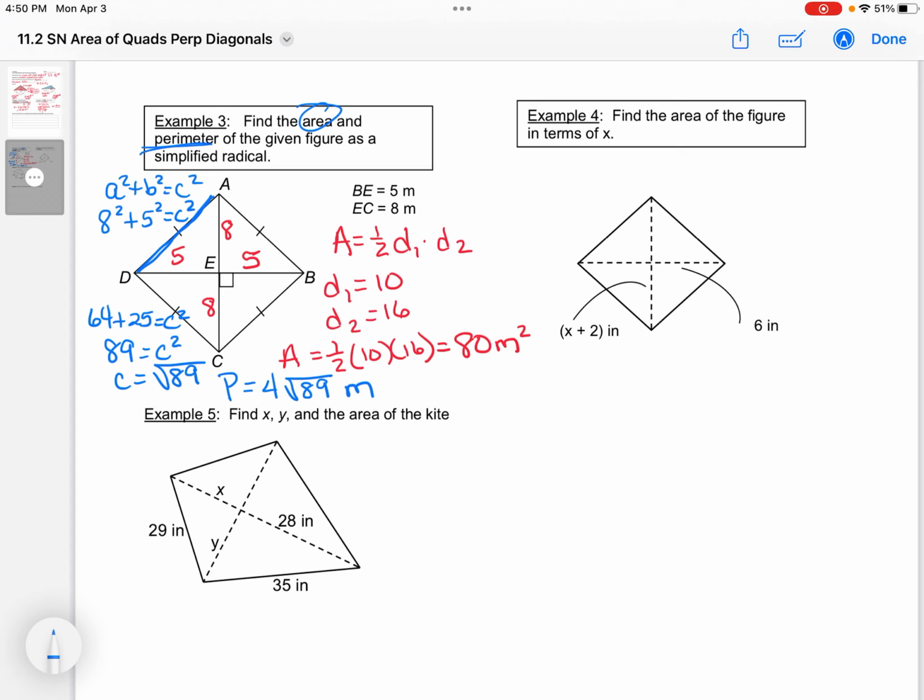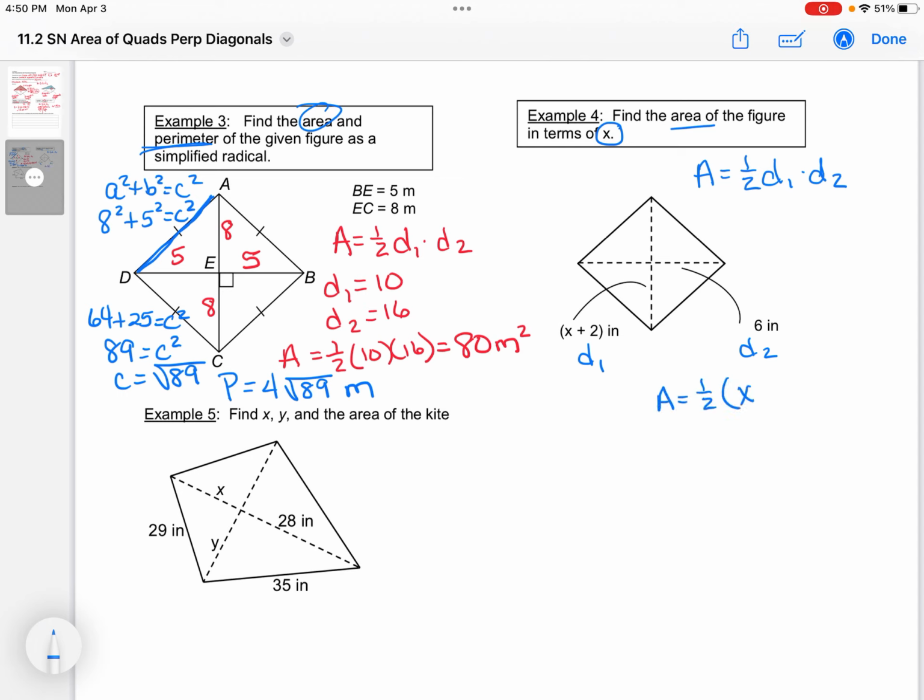Okay, so here's another square. Since I have an X, my answer is going to have an X in it. I'm looking for the area, using the same formula. So my D1 is X plus 2. My D2 is 6. I'm going to assume that's the whole diagonal.